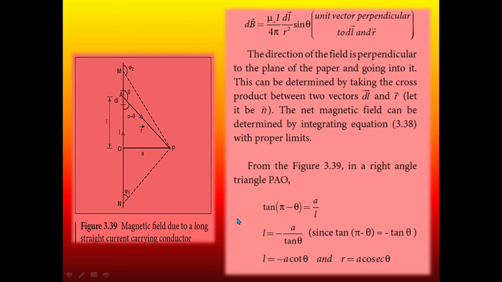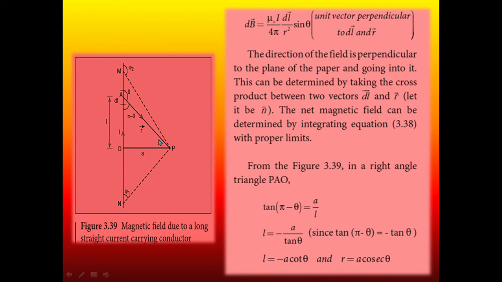Now rearrange this equation. l is equal to minus a by tan theta, because tan of pi minus theta is equal to minus tan theta. That is why we put the minus symbol. Now 1 by tan theta is nothing but cot theta. That is why l is equal to minus a cot theta.